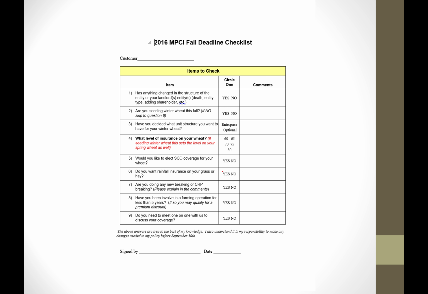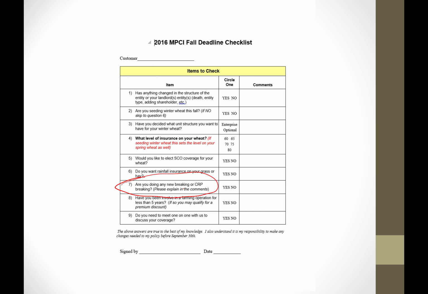Would you like to add rainfall insurance to your grass or hay, or change levels on it? That's another thing for this deadline. The big one is, are you doing any new breaking? This could be CRP that's out for more than 2 years, or we also need to know if you're just taking CRP out that's going to qualify for insurance. We just need to know when you broke it out so we can tell if it's summer, fall, or recrop.